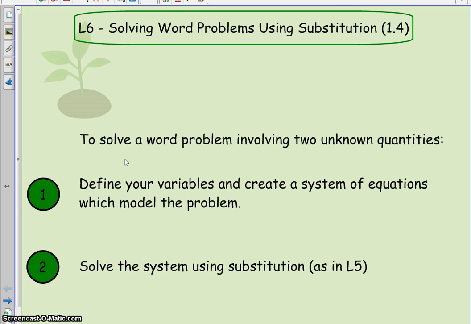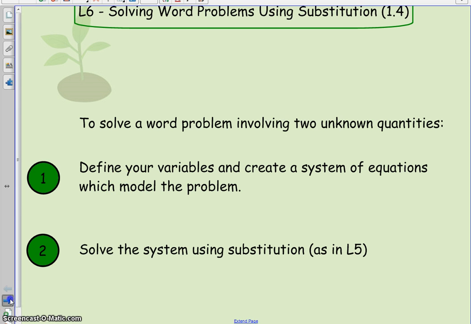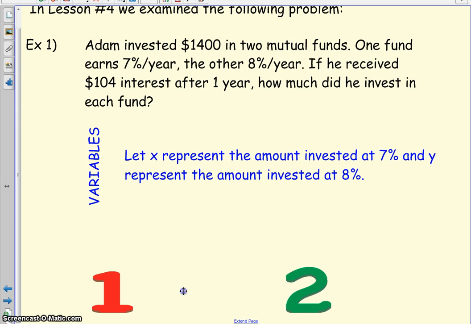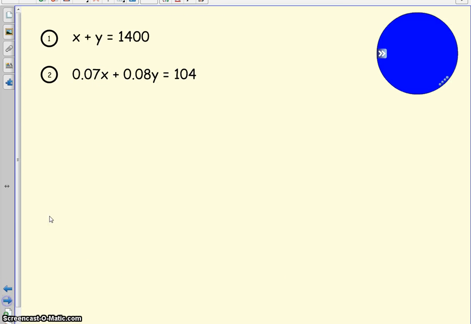Okay, so for starters, we're going to take you back to lesson 4 when we looked at the problem where someone was investing into two different mutual funds. One fund earned 7% a year, the other 8% a year, and what we then did was come up with two different equations: x plus y equals 1400, and 0.07x plus 0.08y equals 104. Now we're actually going to try and solve them.